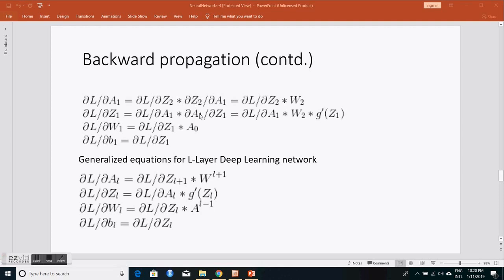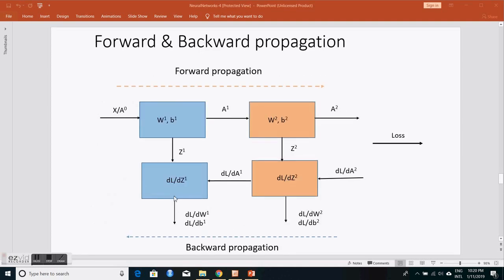This could be any activation function g of z, and so when I take the derivative, it becomes g' of z^l. And ∂L/∂w1 is equal to ∂L/∂z1 into a0. So again I just substitute l wherever it is numerically. So ∂L/∂w^l is equal to ∂L/∂z^l into a^(l-1), and ∂L/∂b^l is ∂L/∂z^l. So these are the set of generalized equations.